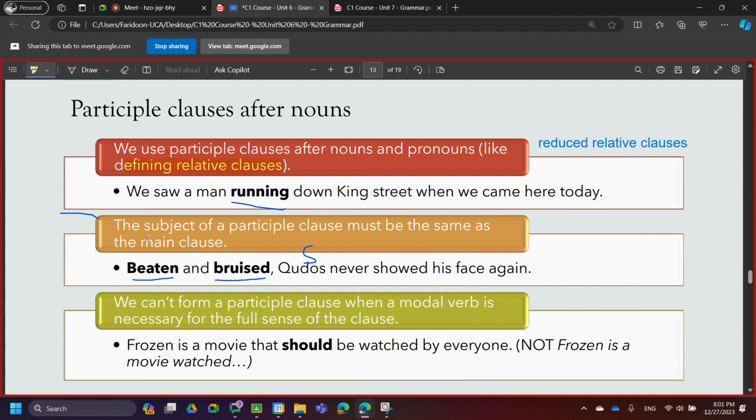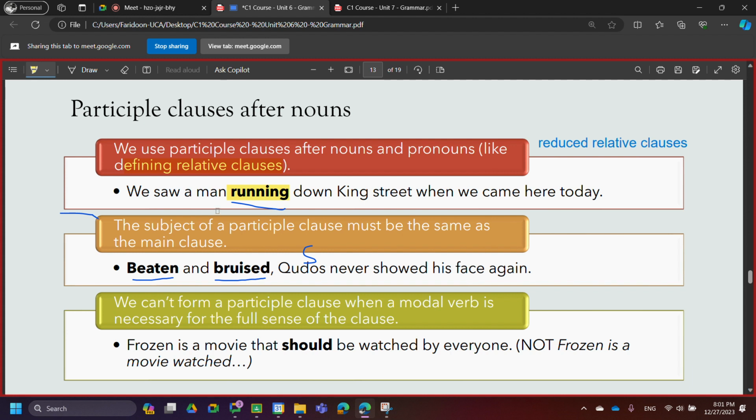And the last one: we can form a participle clause when a modal verb is necessary for the full sense of the clause. For example, if you remember in here, this one was a clause, right? We just changed it.